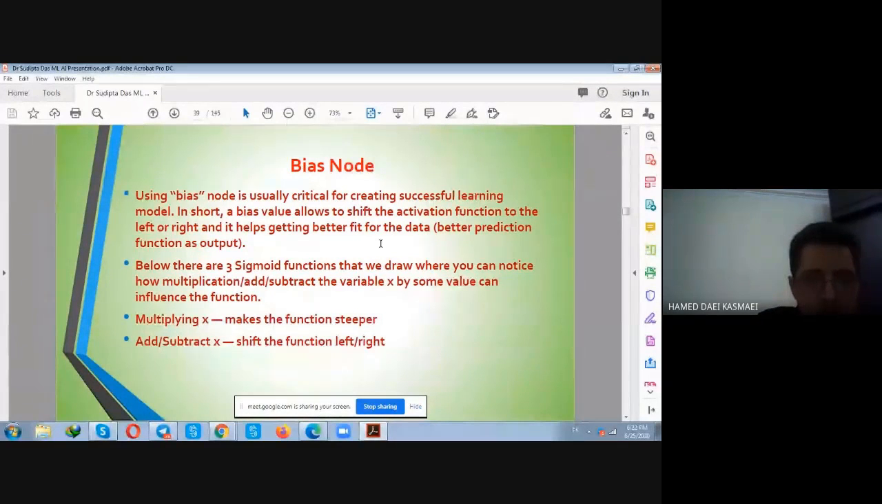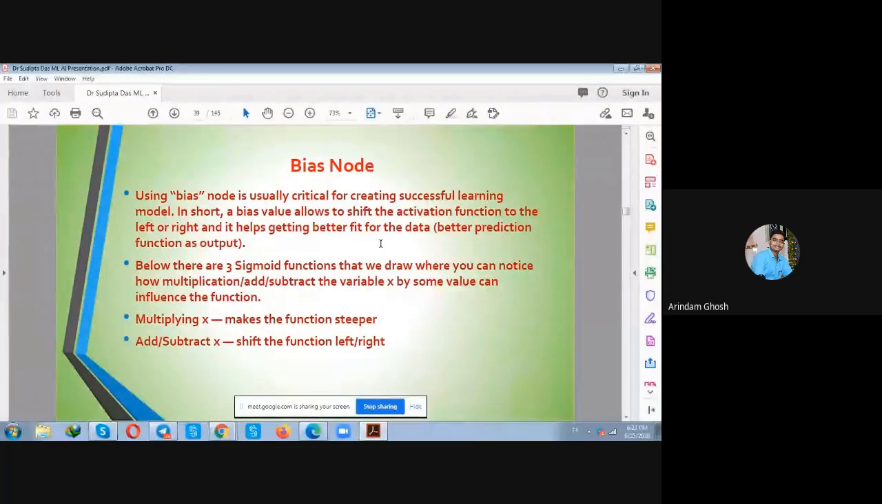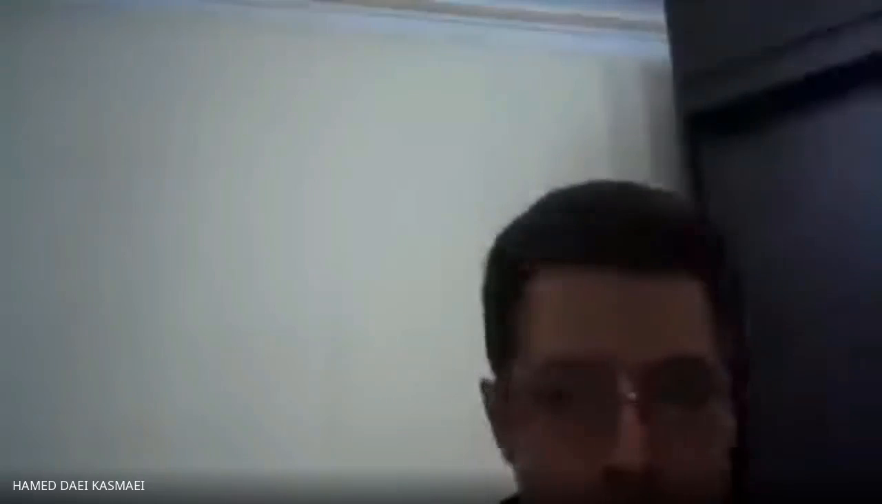In short, a bias value allows you to shift the activation function to the left or right, and it helps get a better fit for data. So you can see again the fitting of nonlinear data as your input, and a better prediction function as output. Based on your nonlinear fit data, you will get a better prediction function as output, as you anticipated.